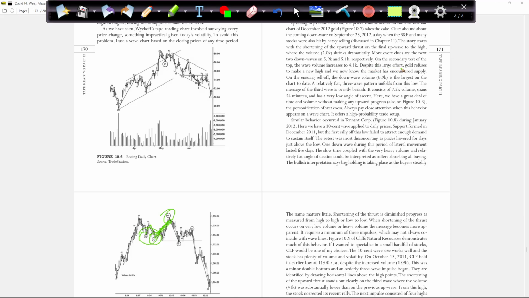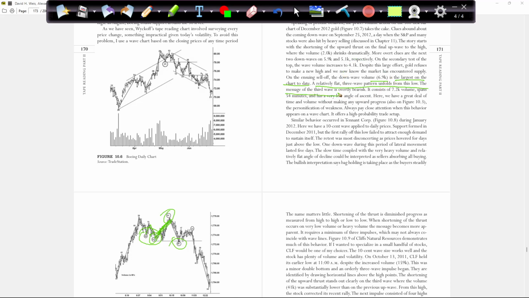4.1K. Despite this large effort, gold refuses to make a new high, and we now know the market has encountered supply. On the ensuing sell-off, the downwave volume of 6.9K is the largest on the chart today. A relatively flat three-wave pattern unfolds from this low.